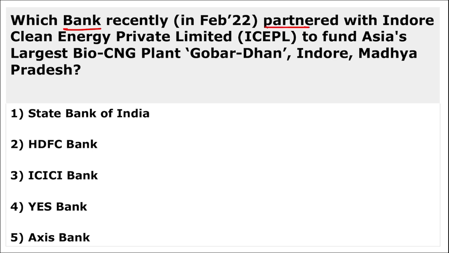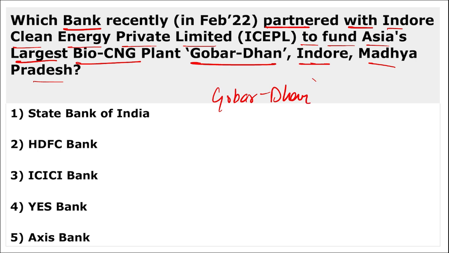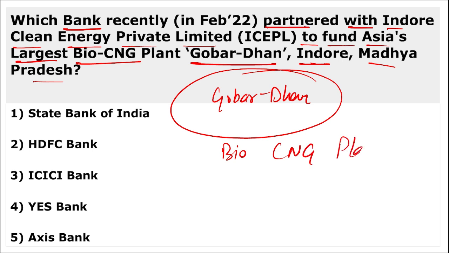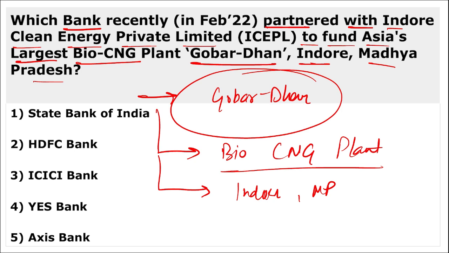Next, which bank recently partnered with Indore Clean Energy Private Limited to fund Asia's largest bio-CNG plant, that is Gobardhan in Indore, Madhya Pradesh? Gobardhan is the largest bio-CNG plant that is being built in Indore, Madhya Pradesh. Now it is asking which bank has partnered with Indore Clean Energy Private Limited to fund this Asia's largest bio-CNG plant. What is the name of the bank? It is your HDFC Bank that has partnered with Indore Clean Energy Private Limited to fund this Gobardhan.